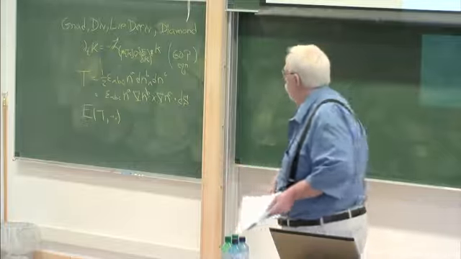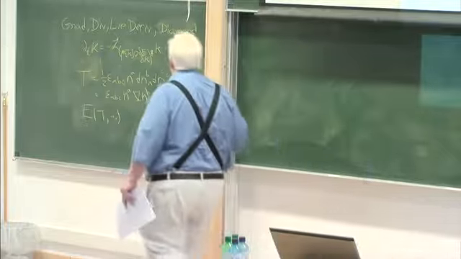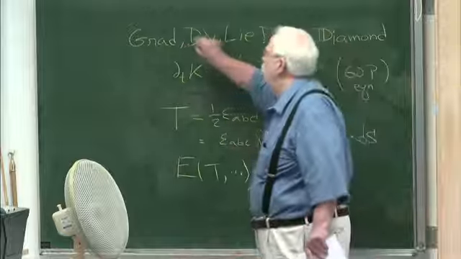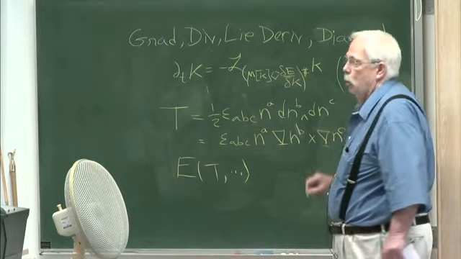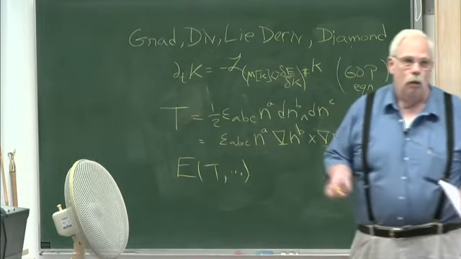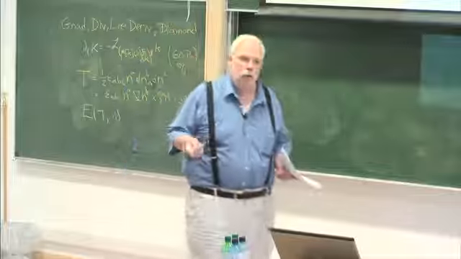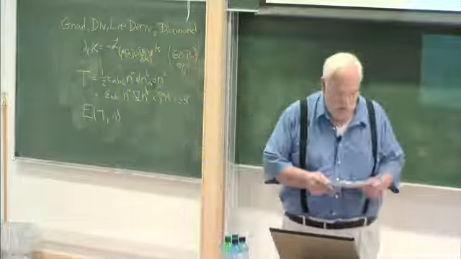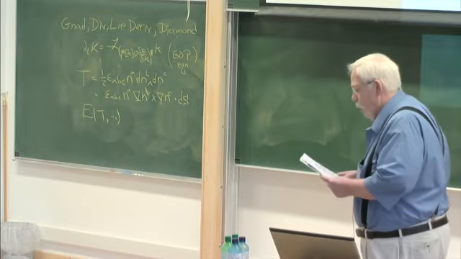And by gradient, we mean gradient divergence of diamond. Diamond takes into account all of the transformations that are encoded in the Lie derivative. Okay, so that's the GOP equation.